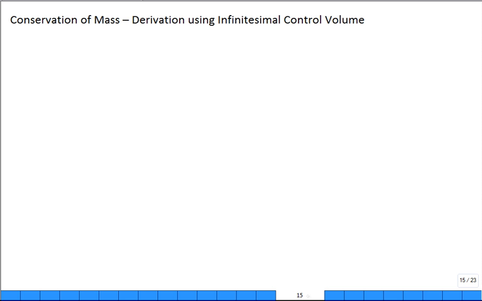You can also derive the continuity equation starting with a little control volume that's infinitesimally small and shrink it down. You get derivatives. It's in the textbook, and I just don't have a lot of time, so I'm going to skip it.